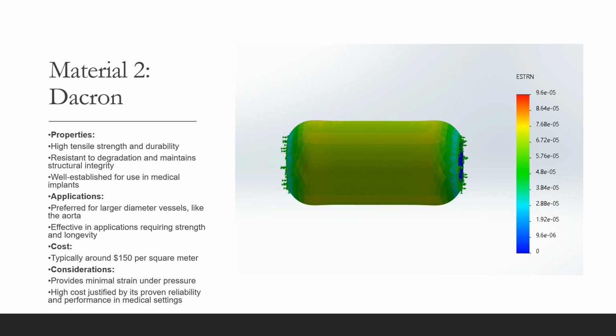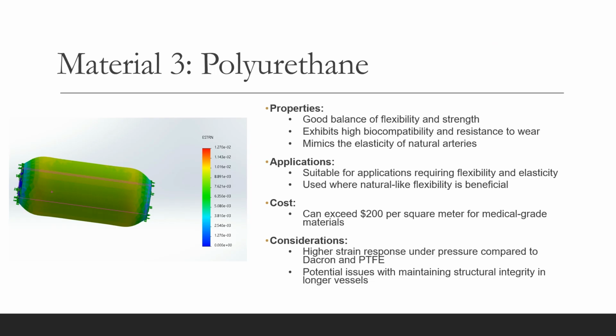Now, for material 2, this is called Dacron. It's like a polyethylene. On the right, you can see that I did run a strain simulation on this one, and the results came out to be very small for the amount of strain. The graph on the right is showing strain in millimeters. It has very high tensile strength and durability, which I thought was super important for this large artery. It's preferred for larger diameter vessels like the aorta, and strength and longevity are important. The cost for this one was a little bit more than the last one, at $150 per square meter, and the consideration is minimal strain under pressure, which is what we were looking for in this application.